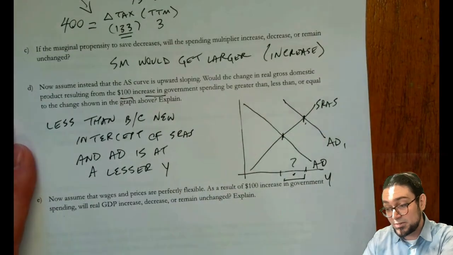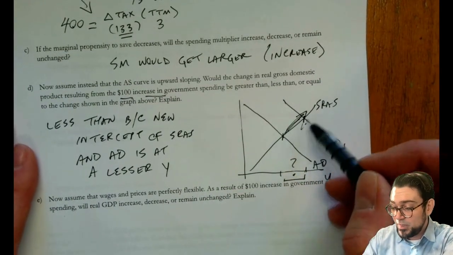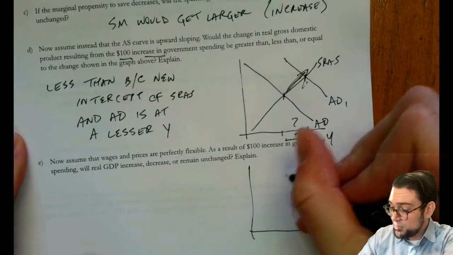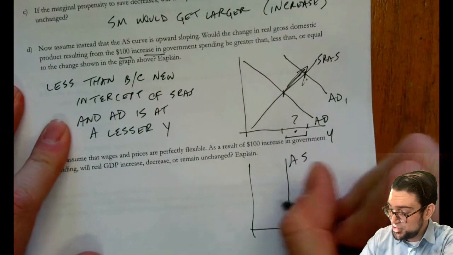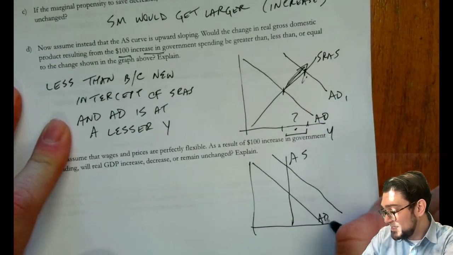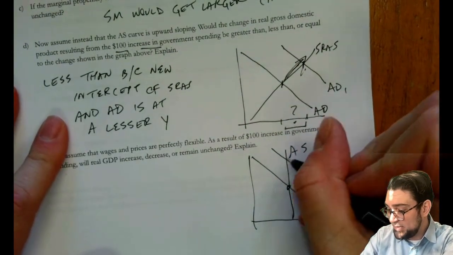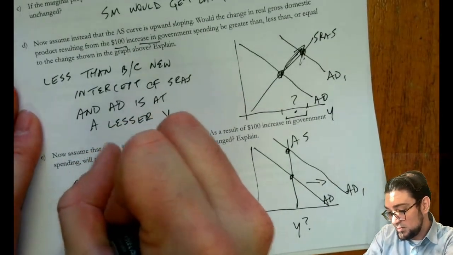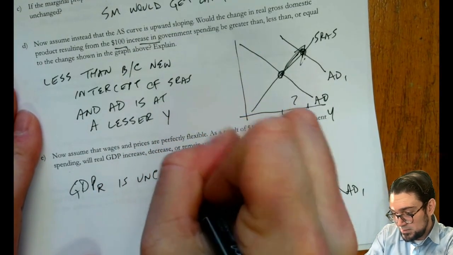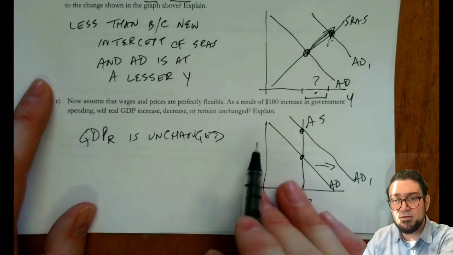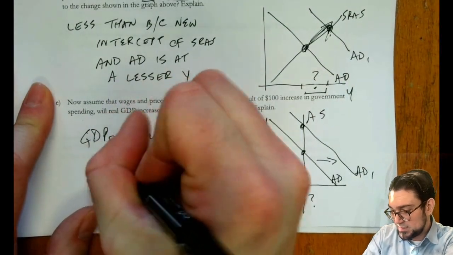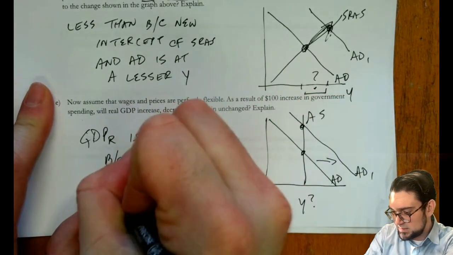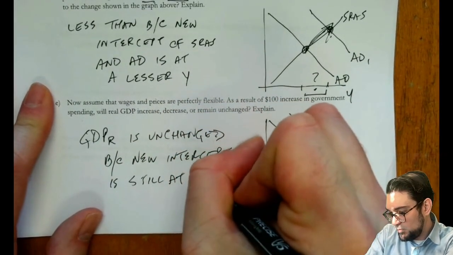I know that it says resulting from the $100 increase, but that's because, again, some of it is going up in higher prices. Now it says, assuming wages or prices are perfectly flexible, as a result of a $100 increase in government spending, will real GDP decrease, increase, or remain unchanged? And so now we have a really interesting phenomenon, AD to AD prime. Well, when the AD moves to AD prime, does the overall amount of output change? Does output change at all? No. GDP is unchanged. And it's the same reason that we just looked at in the question right above. The explanation here is because the new intercept is still at the same Y value.